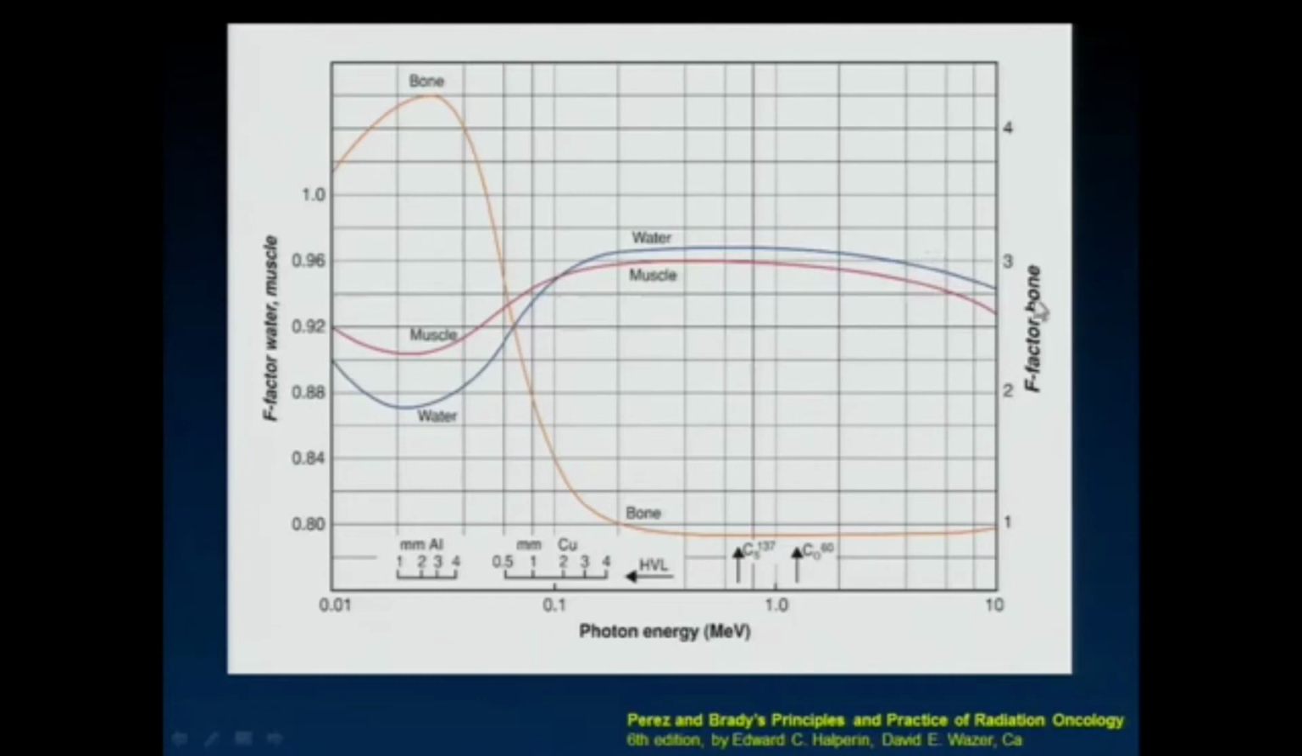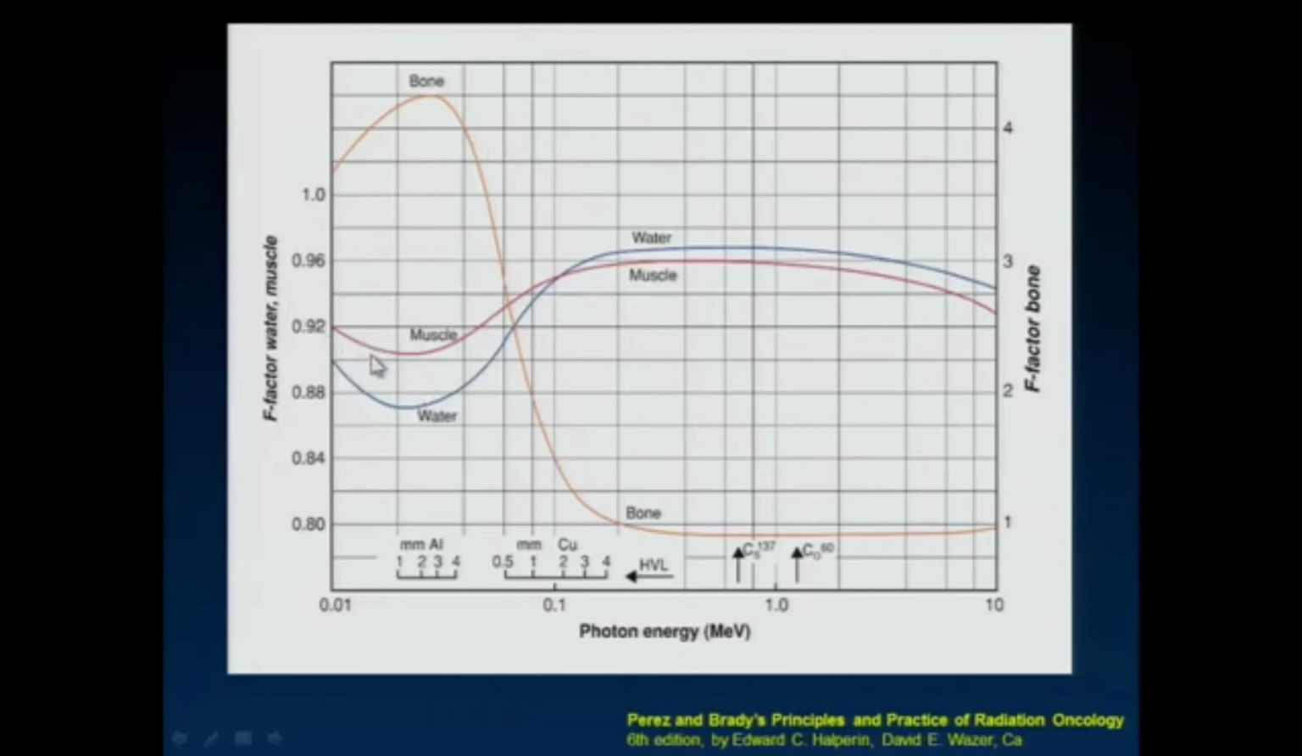It's a little bit confusing because the F factor for bone numbers are here, and notice the scale is different than the F factor for water and muscle. Here this goes from 0.8 up to 1, and this goes from 1 up to 4. Notice at lower energies, the bone value is up here in the 3, 4 kind of range. That shouldn't surprise us. The calcium in bone is some of the highest Z tissues in the body. So the conversion factor, that F, is a larger number than 1.